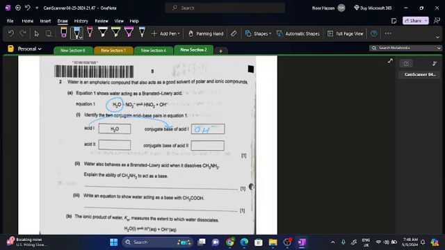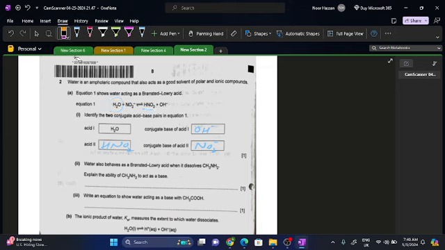Acid 2 is HNO2, so you will write HNO2 and its conjugate base would be NO2 negative, because the base will have one hydrogen less as compared to the acid. This is a concept of Lowry-Bronsted acid.